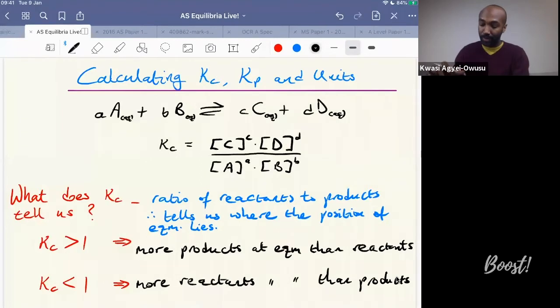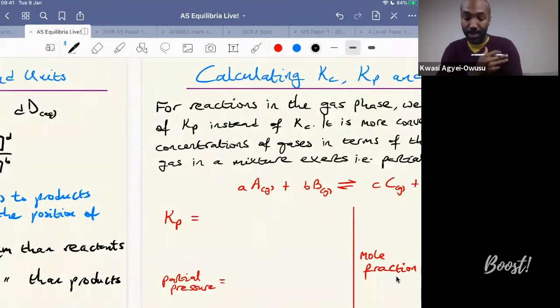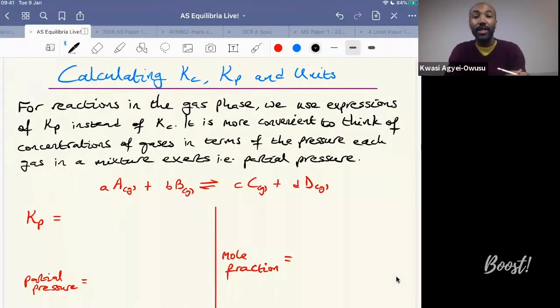Okay, so let's look at how to calculate Kc, Kp, and units. For reactions in the gas phase, instead of using Kc, we're going to be using Kp. Kp is used because when you're looking at reactions in the gas phase, it is more appropriate to think of the concentrations of those gases in terms of the pressure exerted by each of those gases in your closed system.